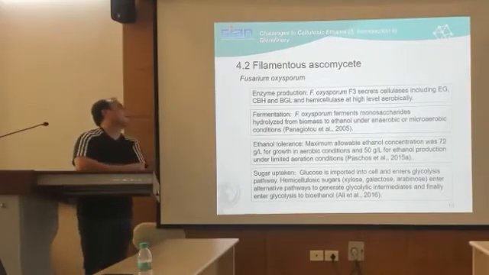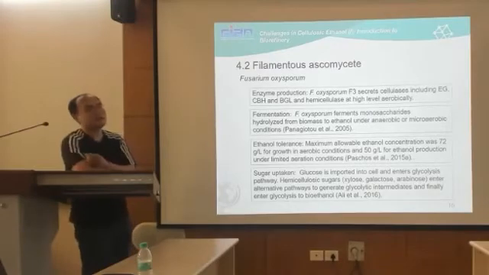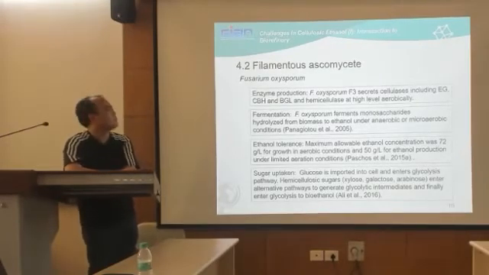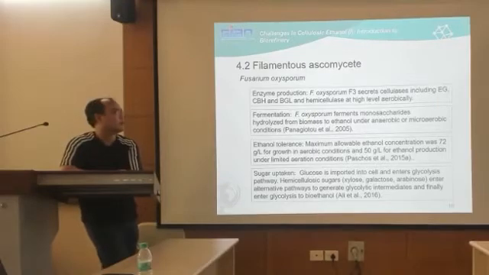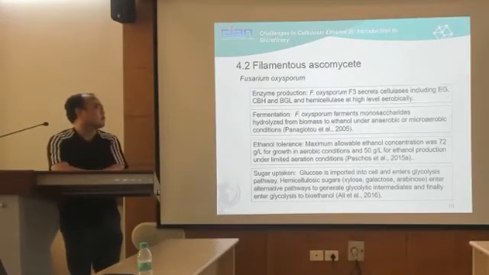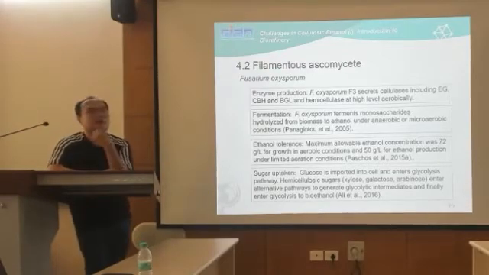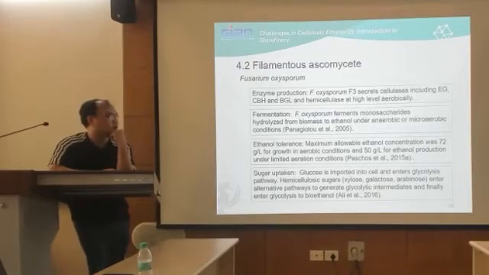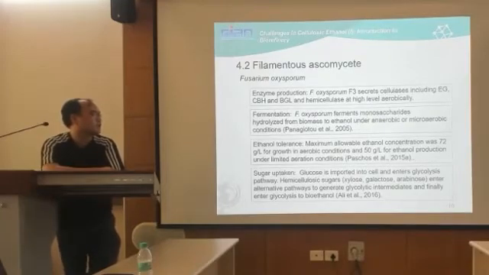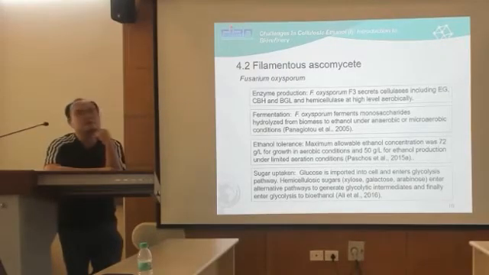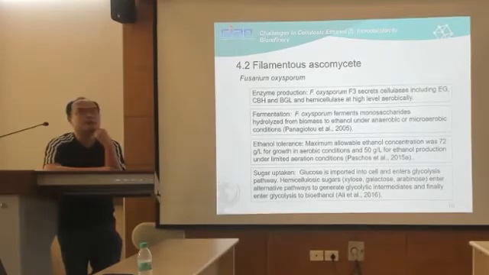And for Fusarium, for this fungus, the enzyme production secretes cellulase, including EG, CBH, and BGL, and the hemicellulase at a very high level, and it works anaerobically. It also ferments monosaccharides hydrolyzed from the biomass to ethanol under anaerobic or micro-aerobic conditions. The ethanol tolerance is higher than Aspergillus. The final ethanol concentration can reach 72 grams per liter. And it's one of the best results from a non-yeast microbe, 72.